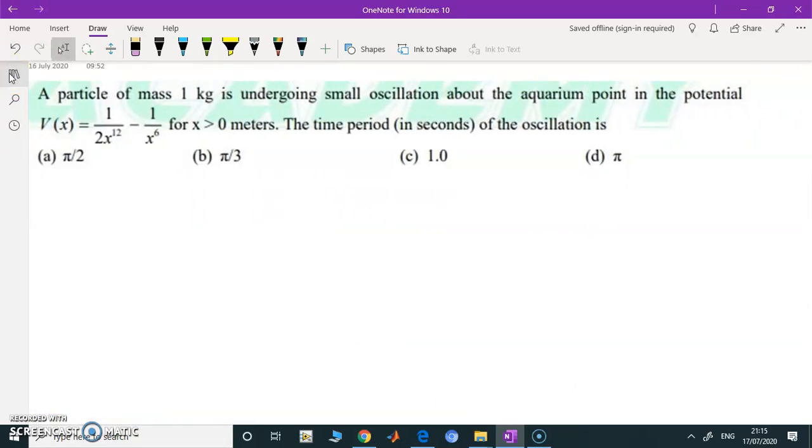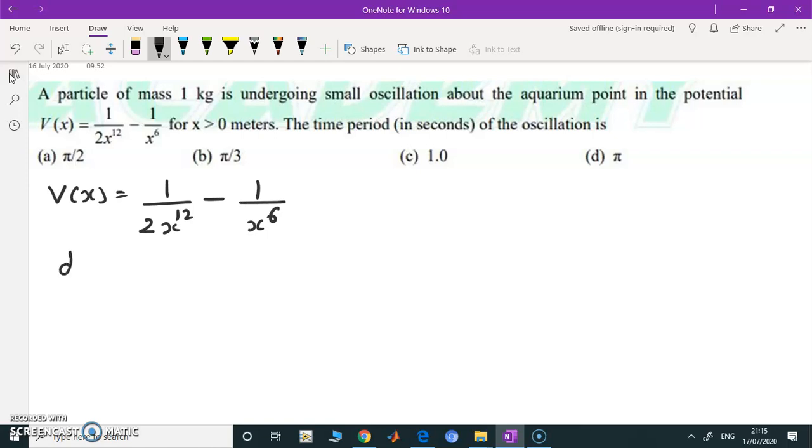So this is the question. A particle of mass 1 kg is undergoing a small oscillation about the equilibrium point in the potential that is given to you, and it is asking about the time period of the oscillation. First, we have to write our potential here. V(x) is equal to 1/(2x^12) minus 1/x^6.